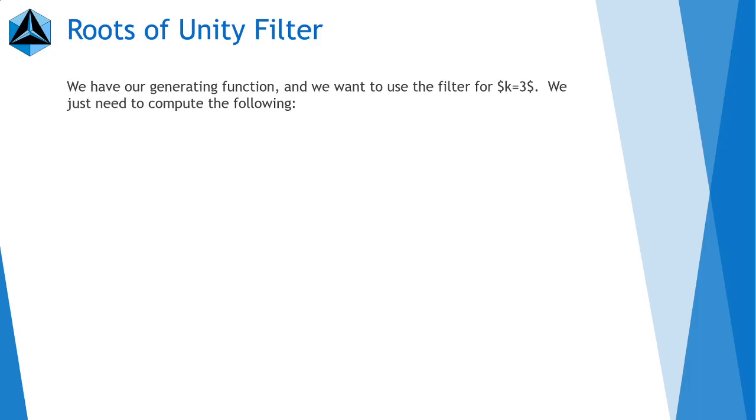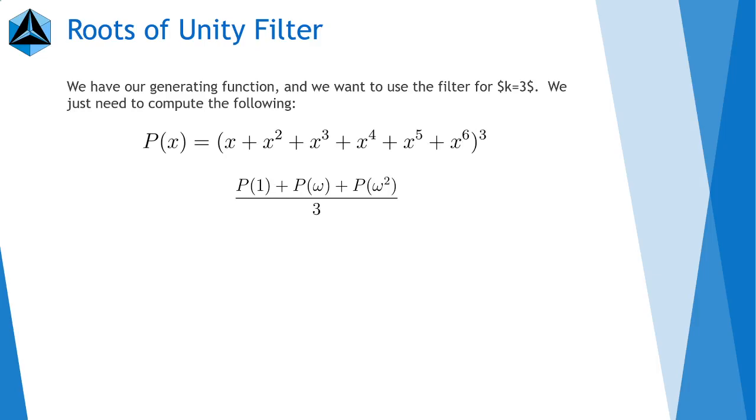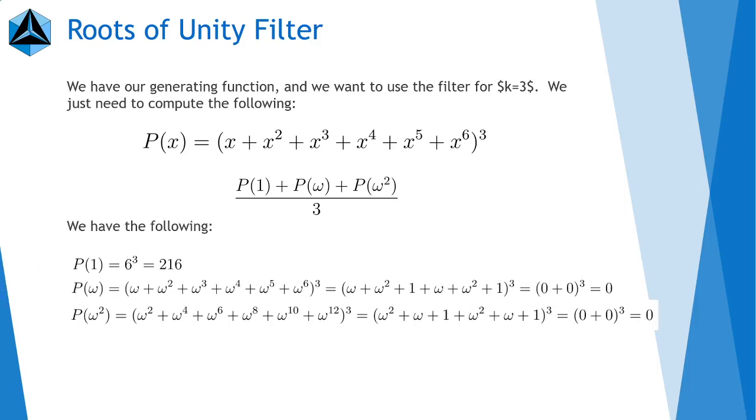So moving on here, we have the generating function, and we want to use the filter for k equals 3. We just need to compute the following here. We have the generating function, p of x equals our dice generating function cubed, because there are 3 dice, and we have the term we want to find. This is the roots of unity filter for k equals 3. P of 1 plus p of omega plus p of omega squared over 3. So to calculate this, we have the following. P of 1 is equal to 6 cubed, which is 216. It's fairly easy. They just all become 1s here. So that's 6 cubed equals 216.